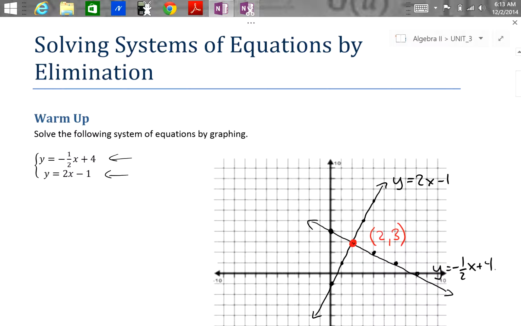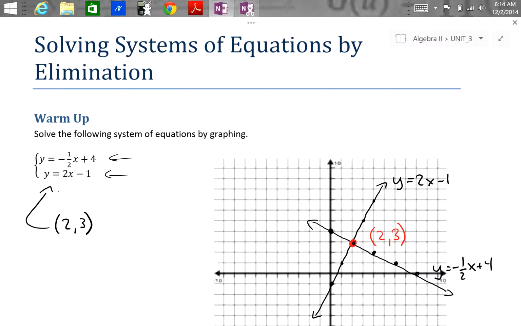And we've seen already that the solution to a system of equations is the coordinate point that works in both equations. Graphically speaking, that's the point at which the two graphs intersect. Here, they're intersecting at the point (2, 3). So we would say that the point (2, 3) is the solution to this system of equations because it's the one coordinate point that works in both equations in our system at the same time.